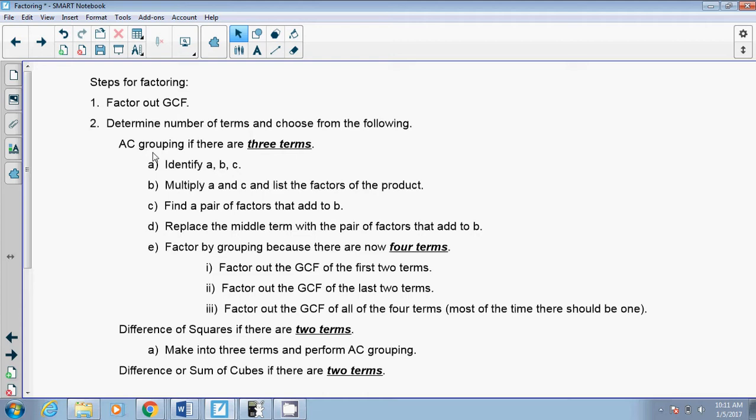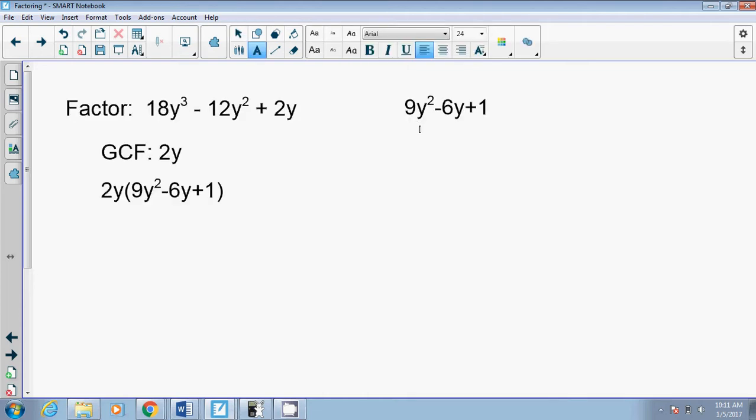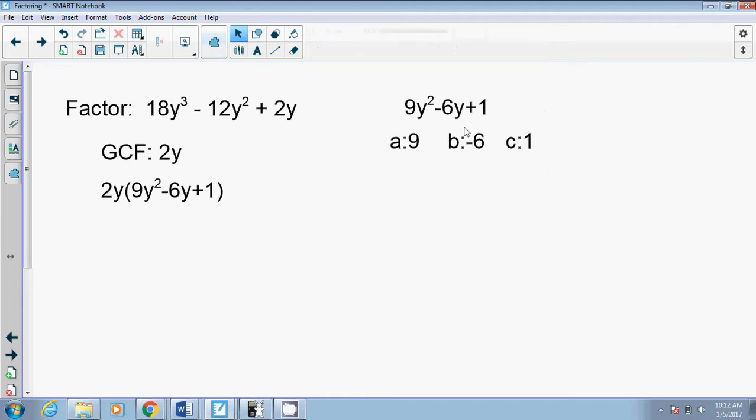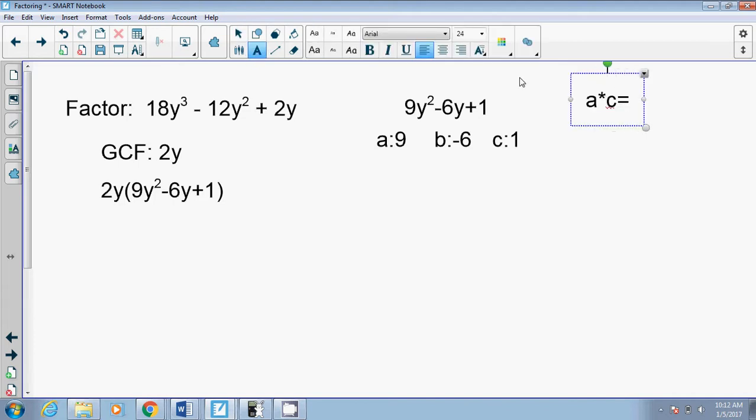So first thing we need to do is identify the A, B, and C. A is 9, B is negative 6, and C is 1. Again, make sure you pay close attention to your signs. That negative 6 makes a big difference. Then we go through and we multiply A and C. A is 9, C is 1. 9 times 1 is 9.